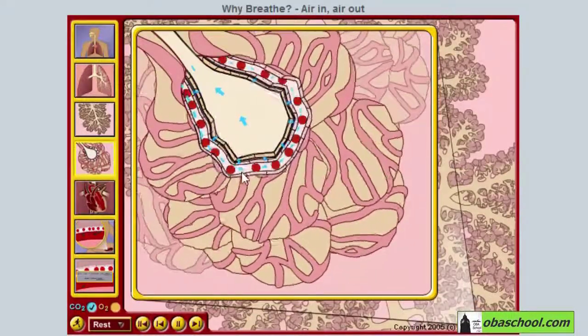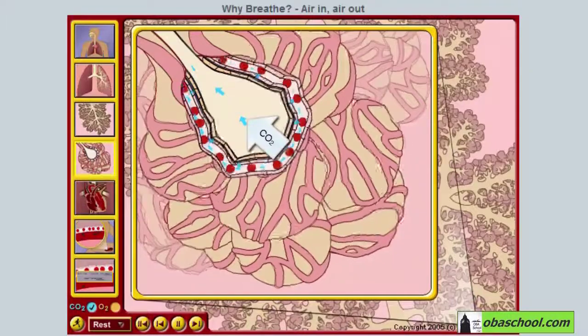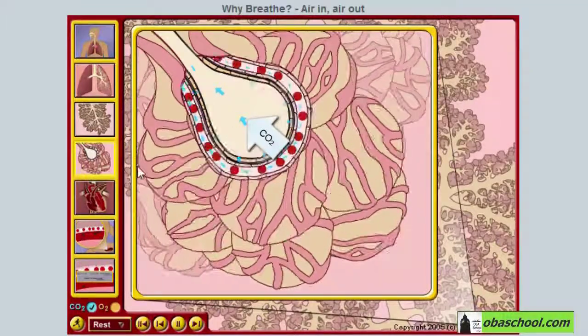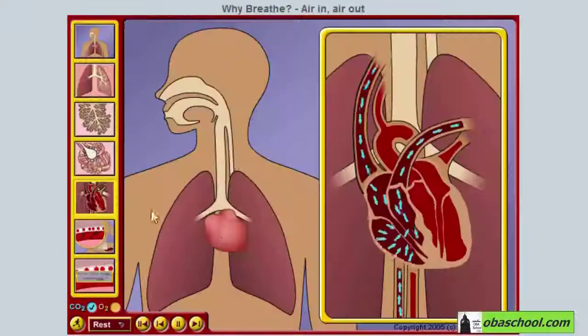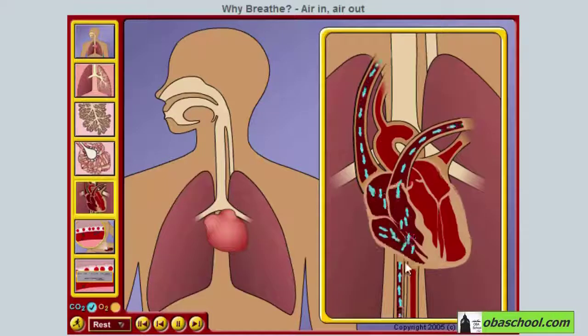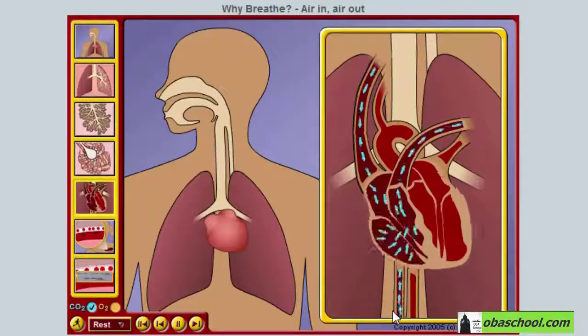Blood rich in carbon dioxide will transfer carbon dioxide to the alveolus. Carbon dioxide will go from the capillaries to the alveolus, and this carbon dioxide is coming from the reactions in the body that produce energy from glucose and oxygen.